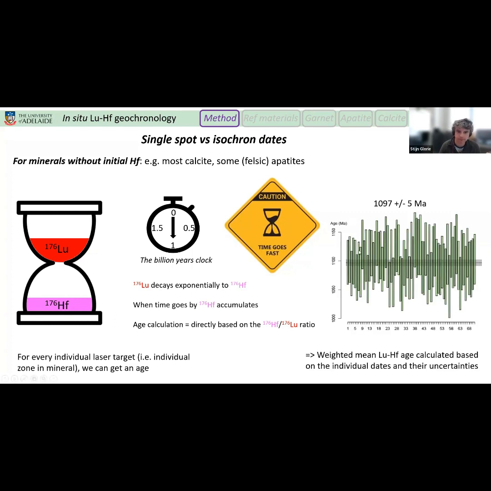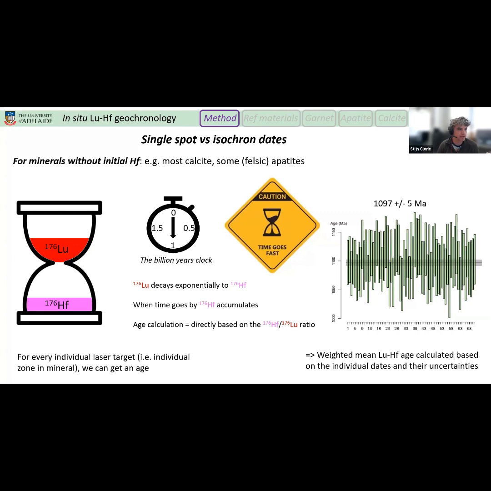And then if you line up all these spot ages, we can calculate the weighted mean. They should all have the same number, ideally, and we can then calculate a weighted mean age based on X number of analyses on that mineral, okay? So here's an example of apatites that gave an age of 1097 plus or minus 5 million years with the method.